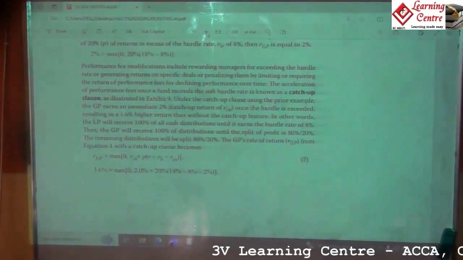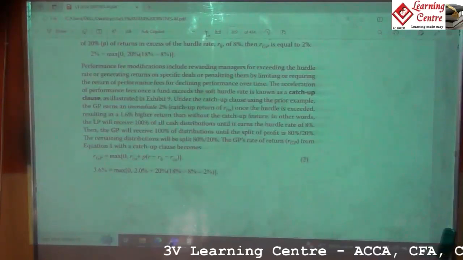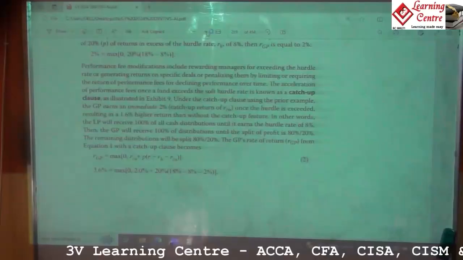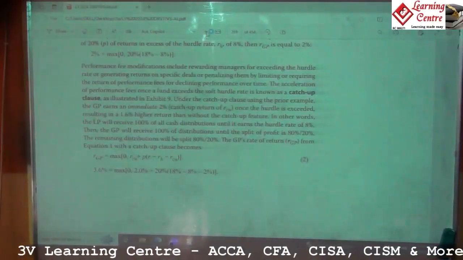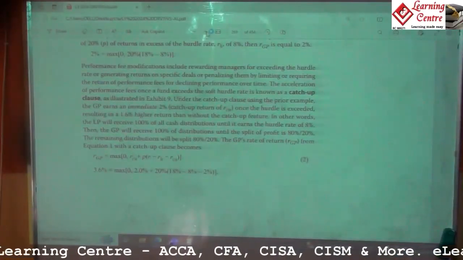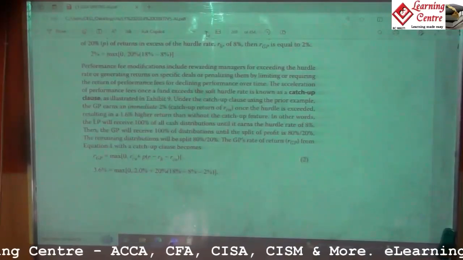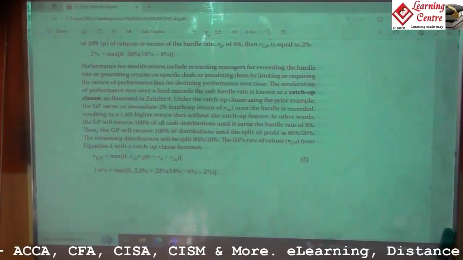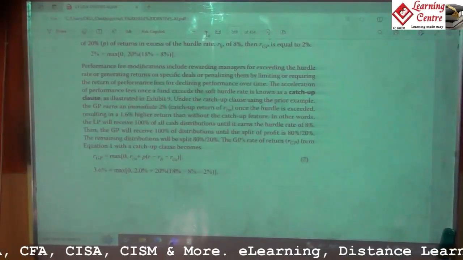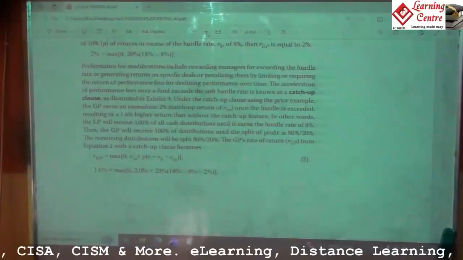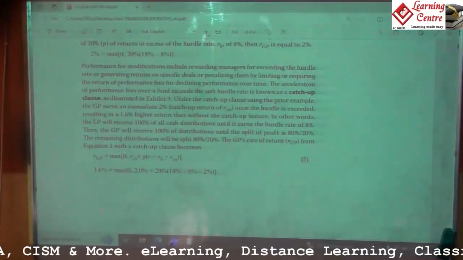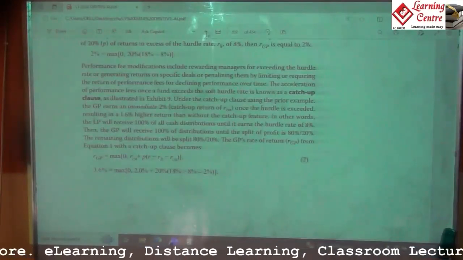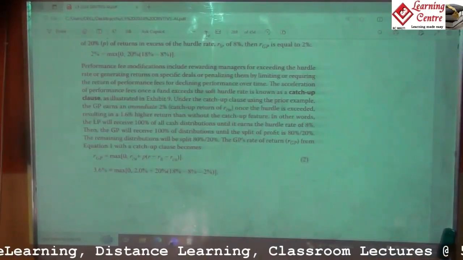So waterfall. This describes the way the distribution will be made to the limited partner, how the profits, the income on that investment, will be distributed. There are different forms. There's something we call whole of funds, which is the European waterfall. Let's note that down: whole of funds, which is the European waterfall.